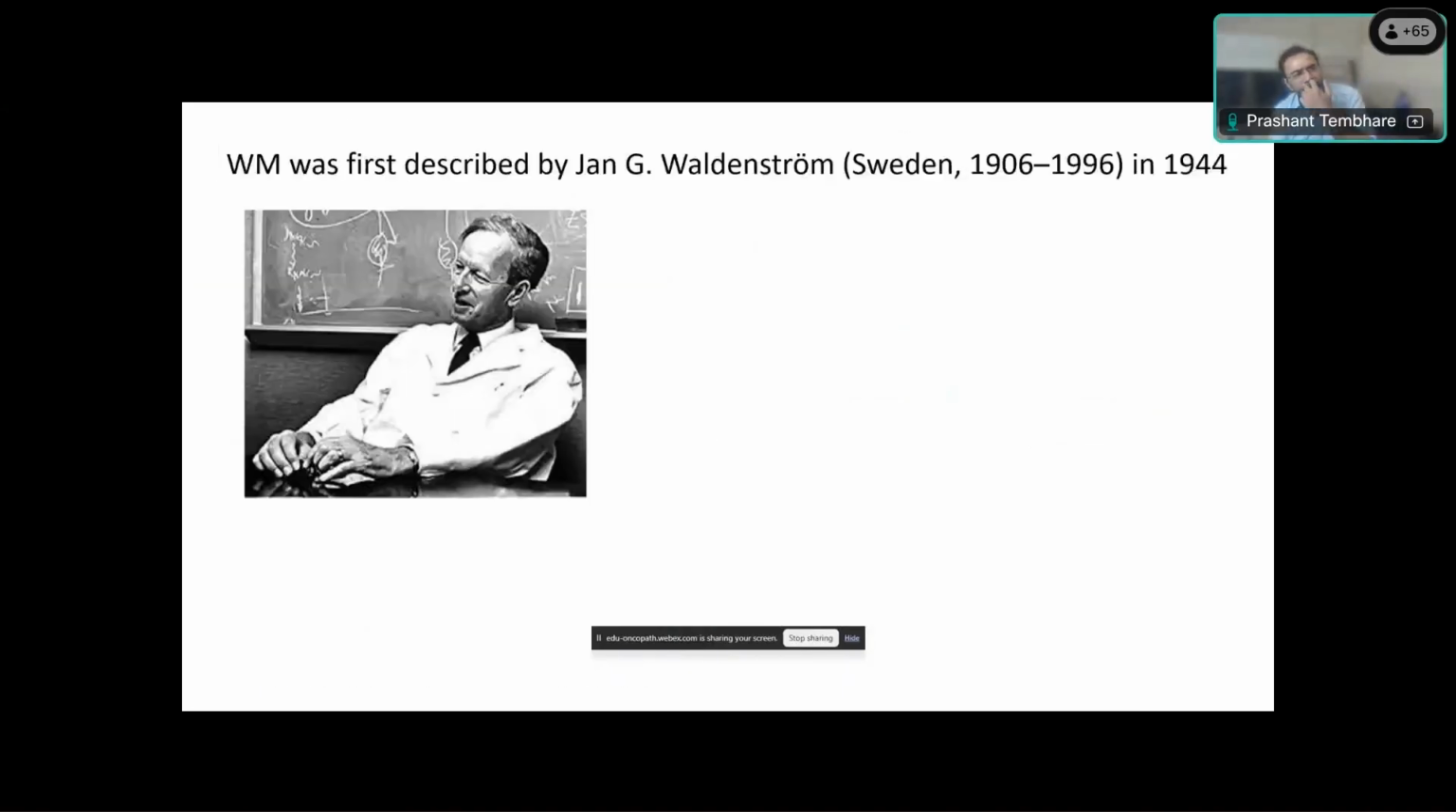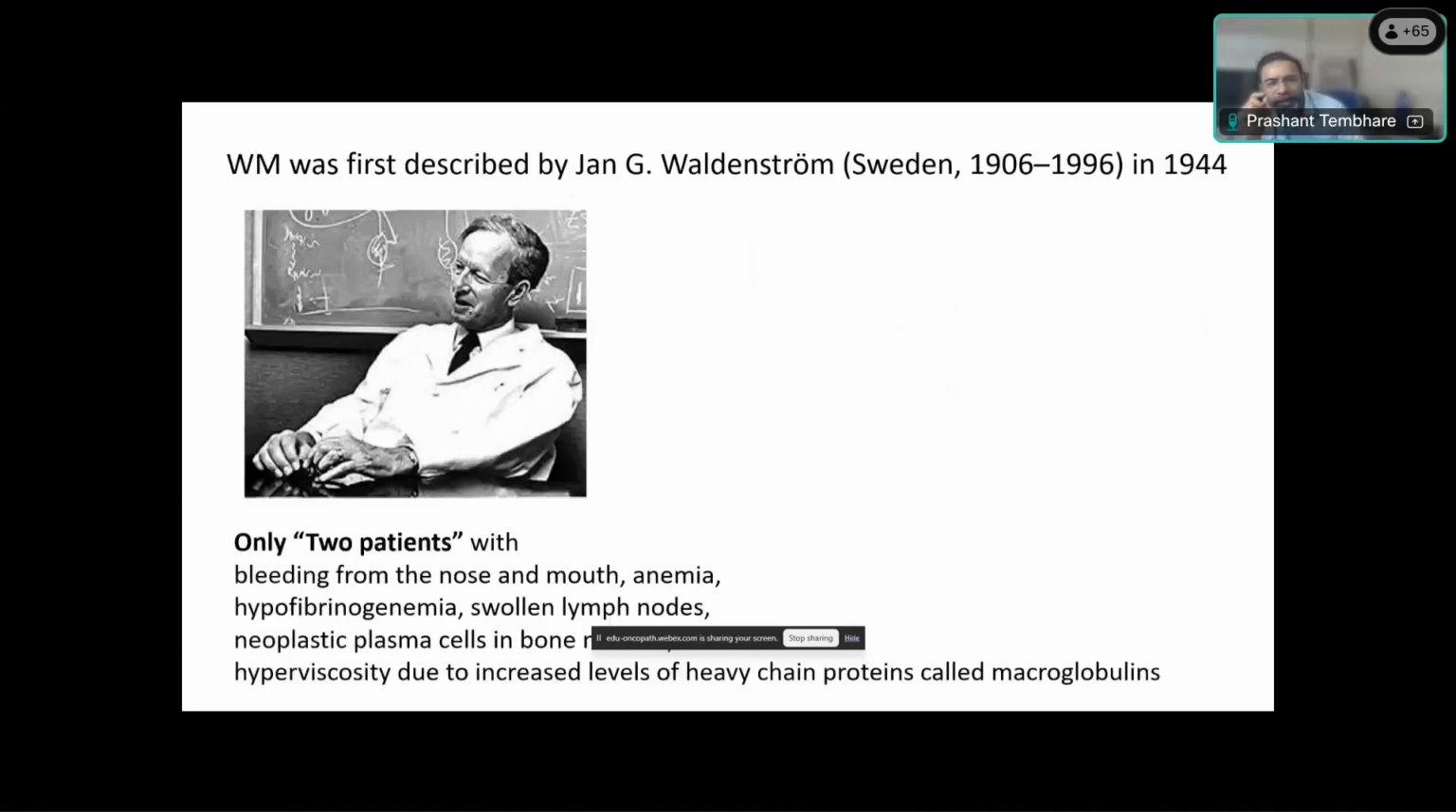Now, this is an interesting fact about Waldenström macroglobulinemia. The disease was defined by Jan Waldenström, a clinician in Sweden, in 1944. Now, you know what? He defined this entity with just 2 patients. From 2 typical patients, he came up with a completely new disease. And that's why it's very important to look at each and every case closely and identify what is different about those patients. You may come up with a new disease.